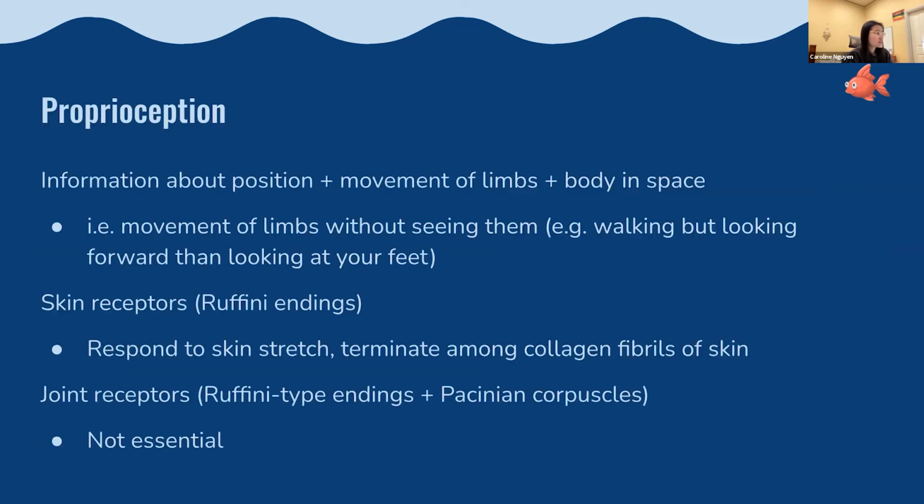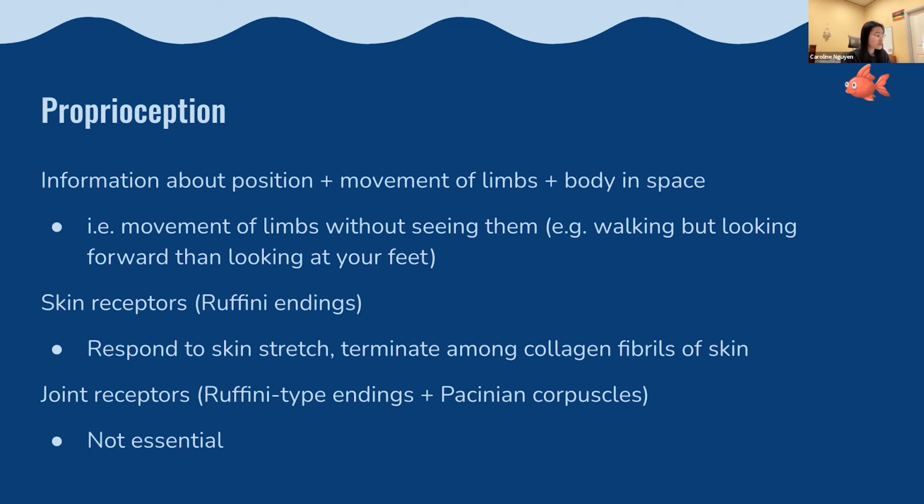So proprioception gives us information about position and movement of limbs and body in space. That is, movement of limbs without seeing them. Examples of this include walking, and you're moving your legs, or sometimes even moving your arms, but you're not looking at your hands to move them. You can look forward and you trust that they are moving where you want them to move. If you're able to do that, that's proprioception.